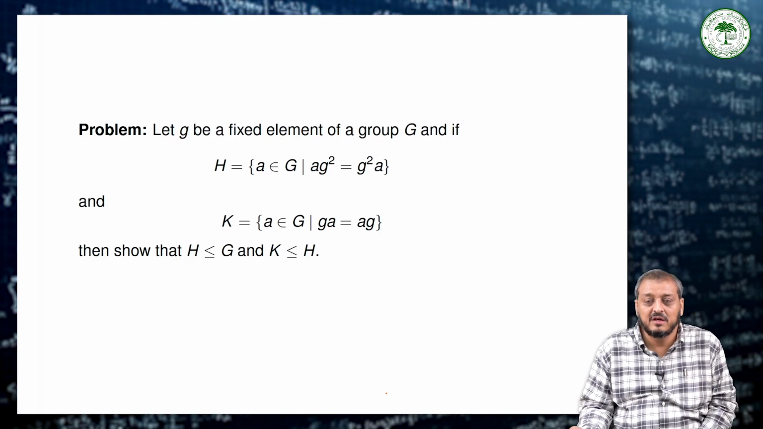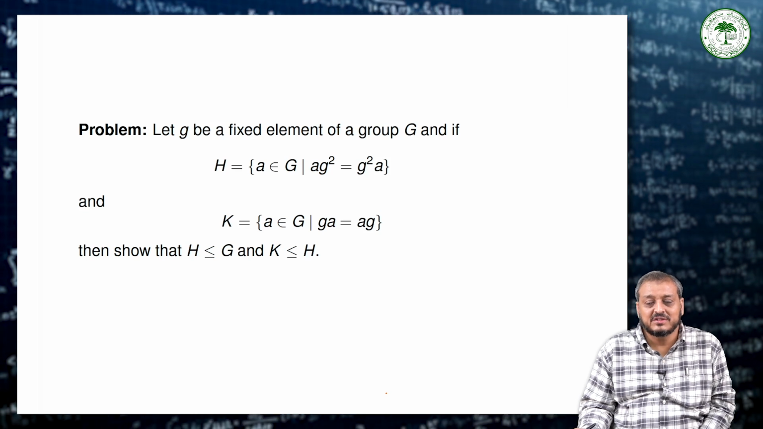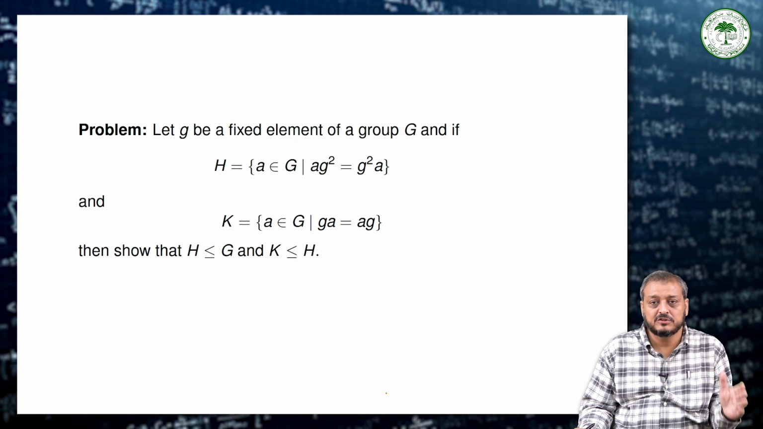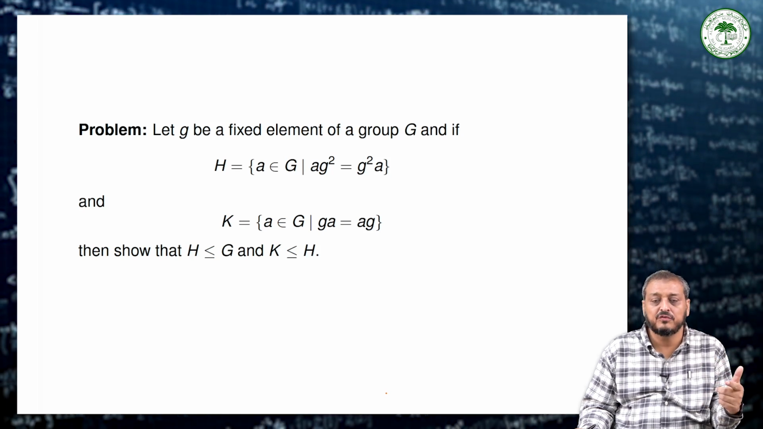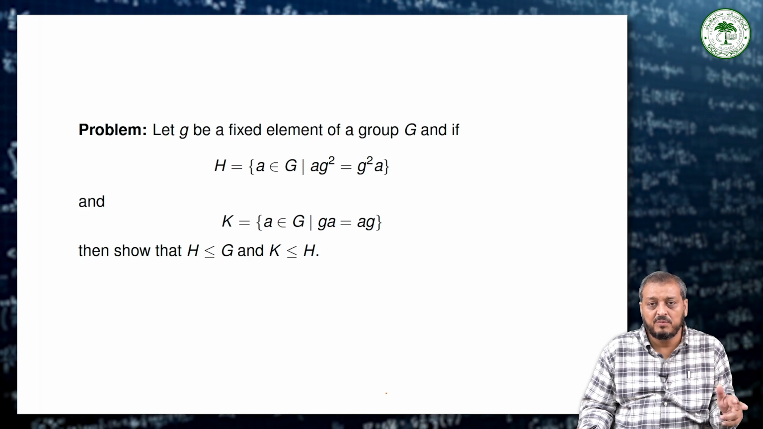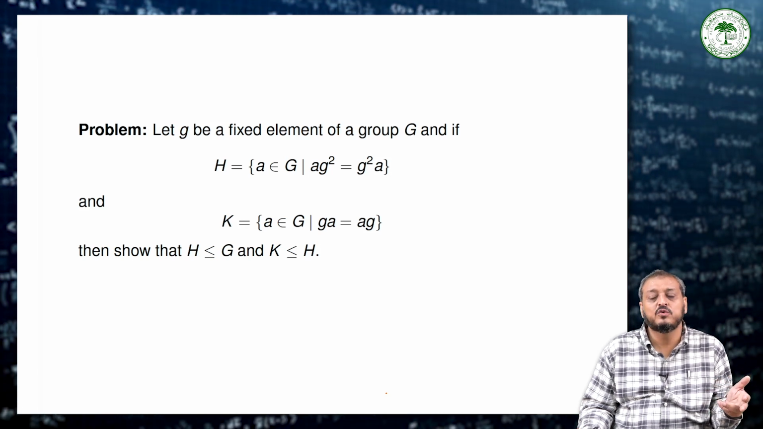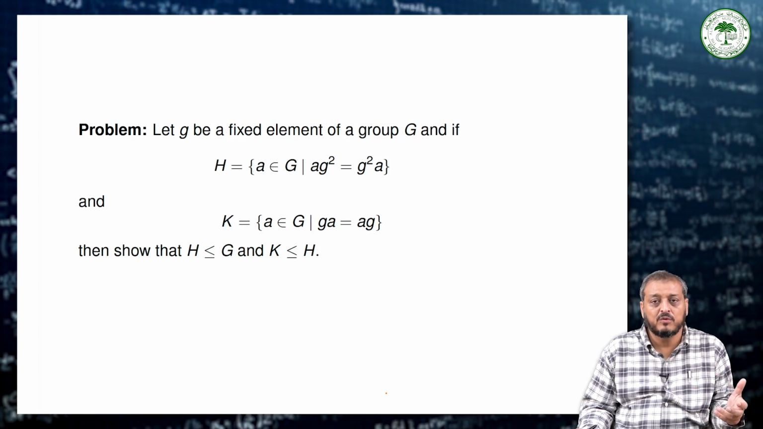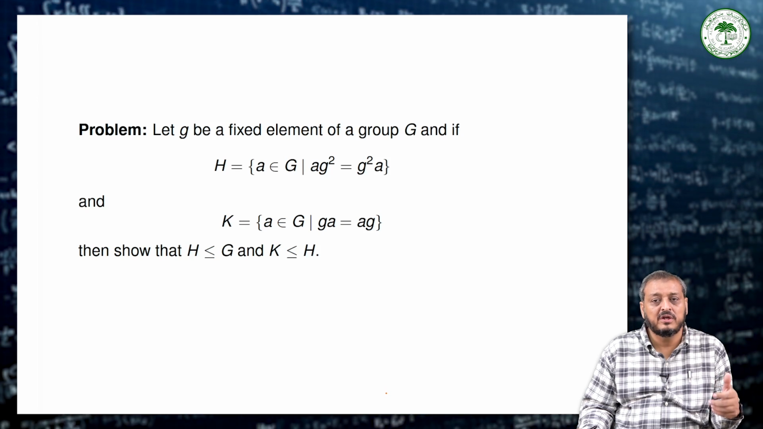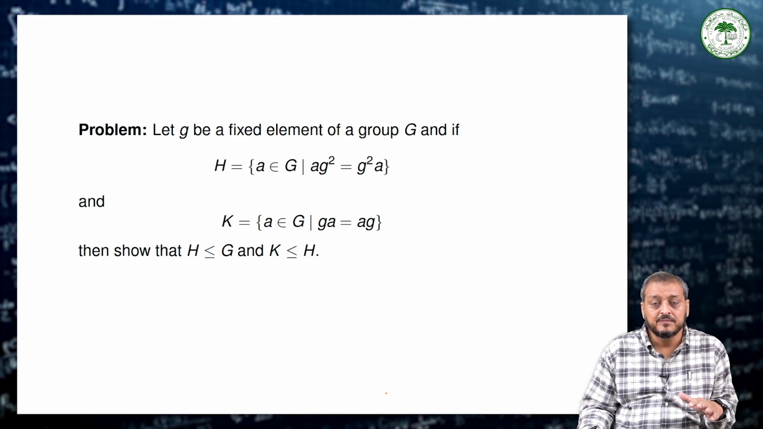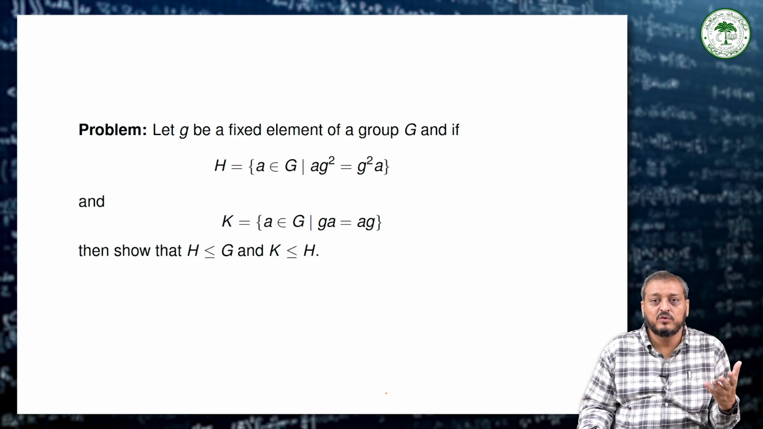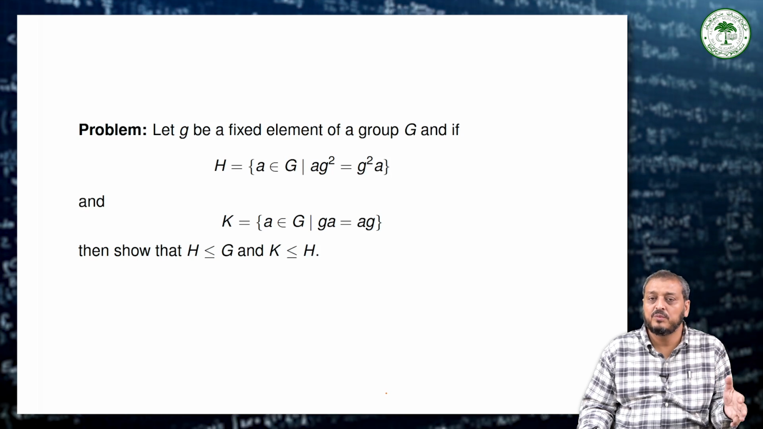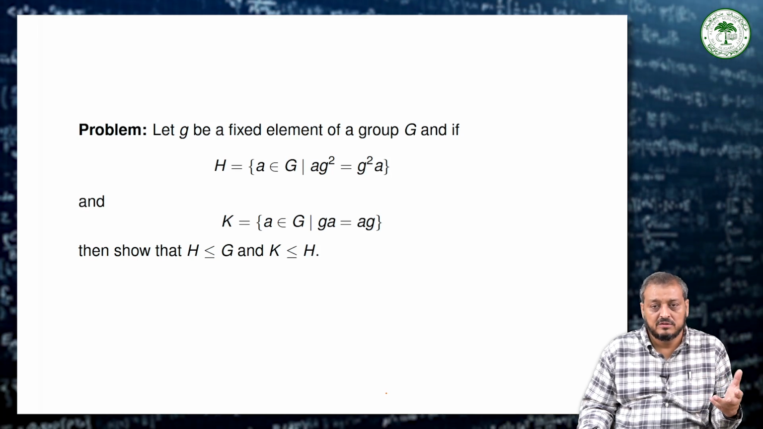Hello students, in the last class we discussed some special types of subgroups. We showed that the intersection of two subgroups is again a subgroup, and that in general the union of two subgroups need not be a subgroup. We showed that the union of two subgroups is a subgroup only if one of them is contained in the other. And finally we defined the center of a group, and showed that the center of a group is a subgroup of G.